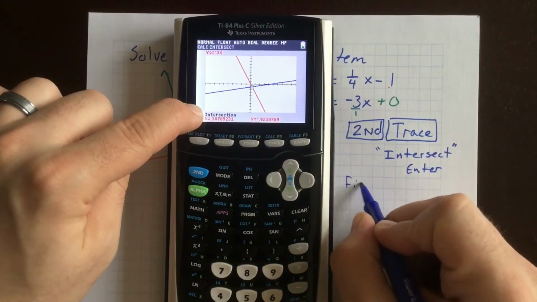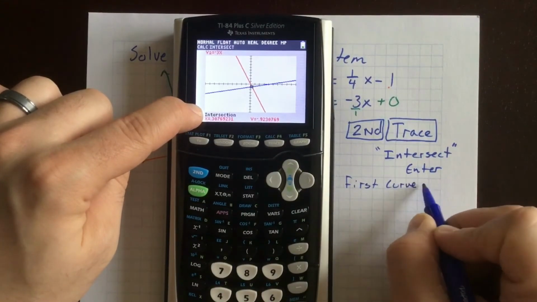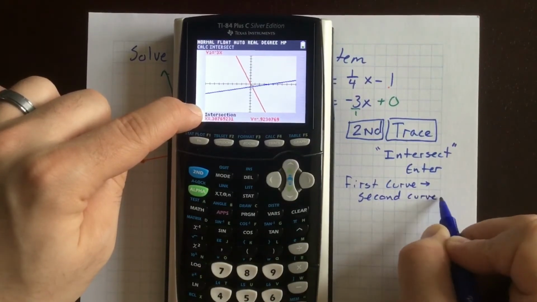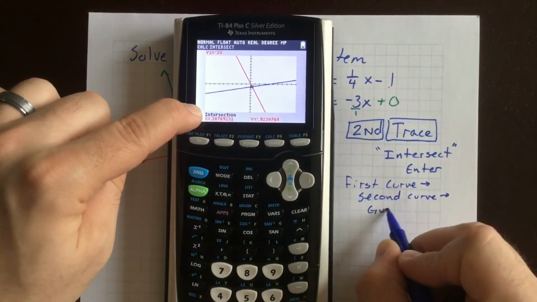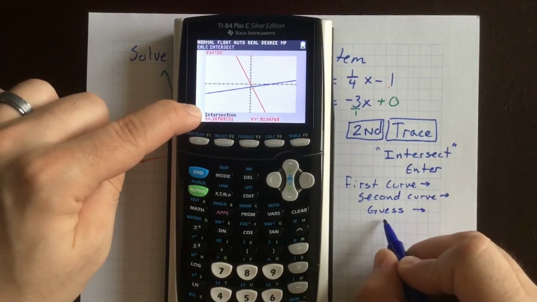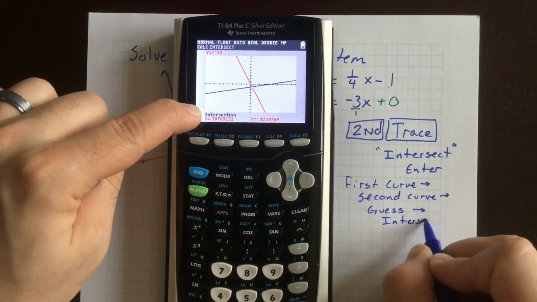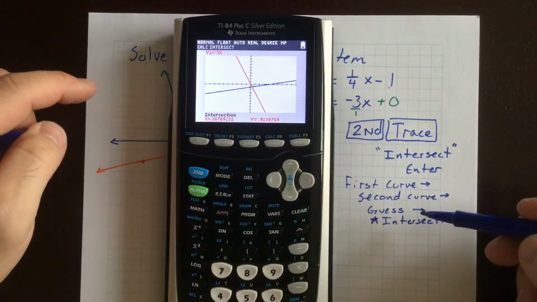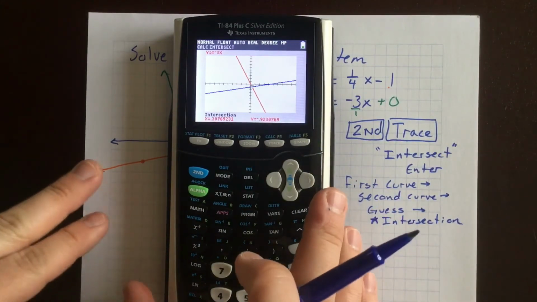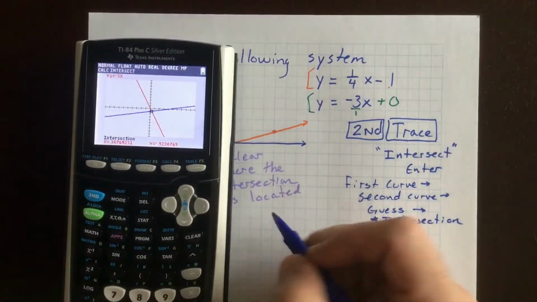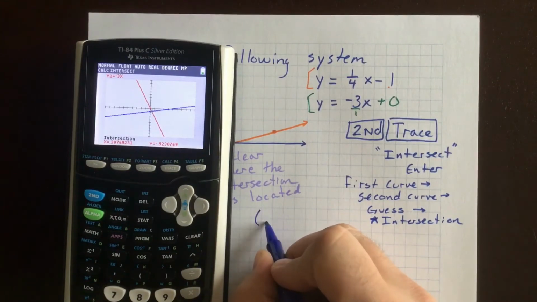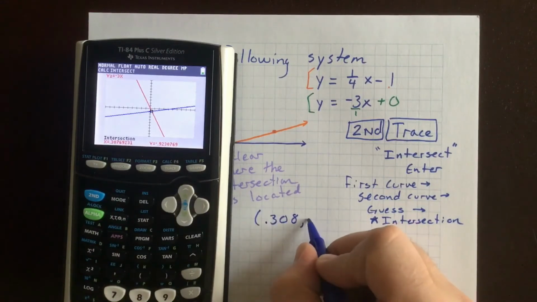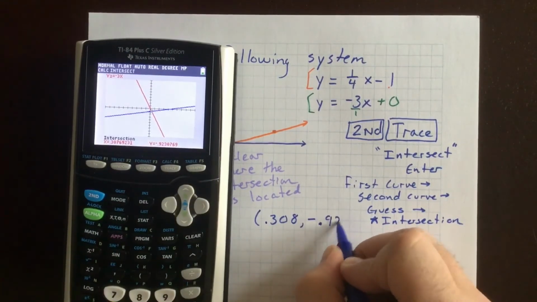So you're going to go through first curve, to second curve, to guess, and then you're going to see intersection. All right, so I have to go through each of those to get my answer. So my answer, the solution to this system, according to our calculator, is 0.308 rounding, and then comma negative 0.923.